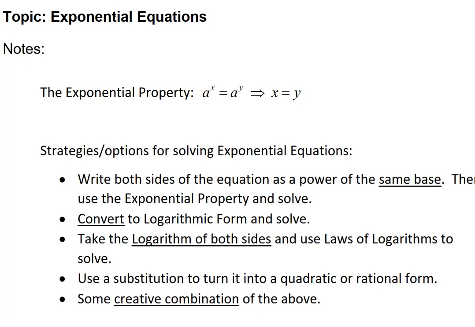This video is about exponential equations. For our notes, we're going to start with what's known as the exponential property, which is this.